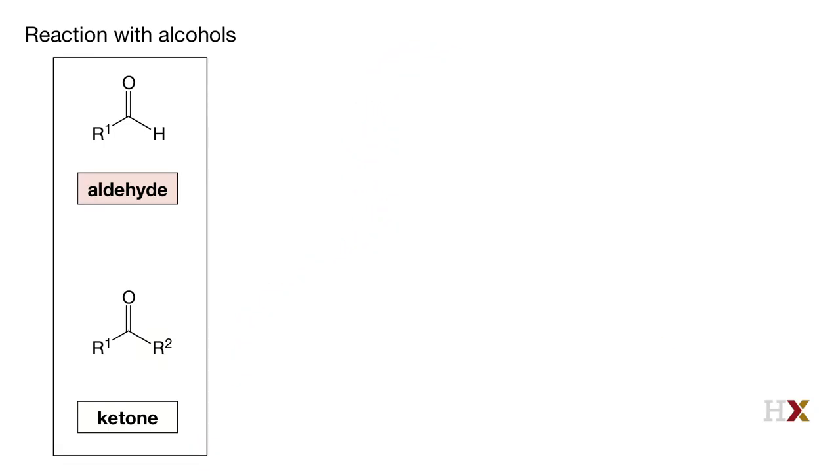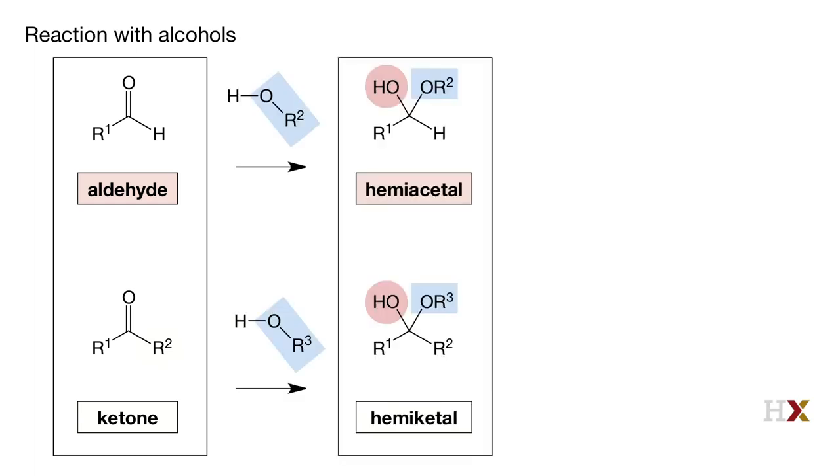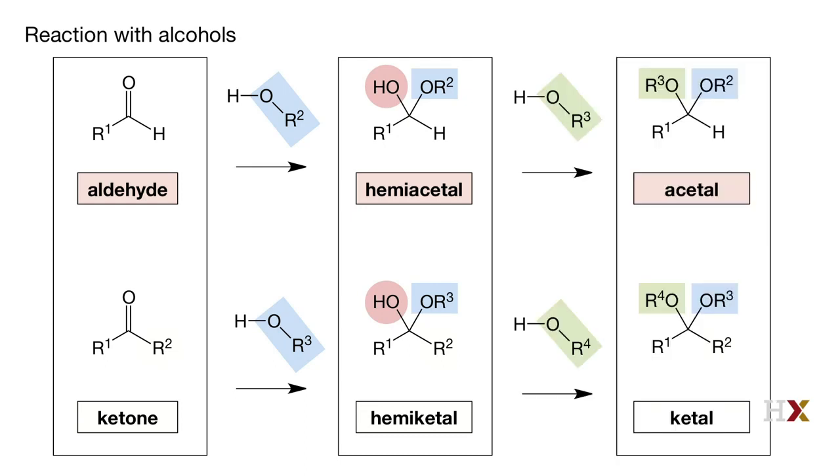An aldehyde function reacts with an alcohol to form a hemiacetal, or a ketone group reacts with an alcohol to form a hemiketal. In the hemiacetal that is formed, you now have a hydroxyl group. This hydroxyl group can react with another alcohol to form an acetal. Or the hemiketal that contains a newly formed hydroxyl group can react with an alcohol to form a ketal.